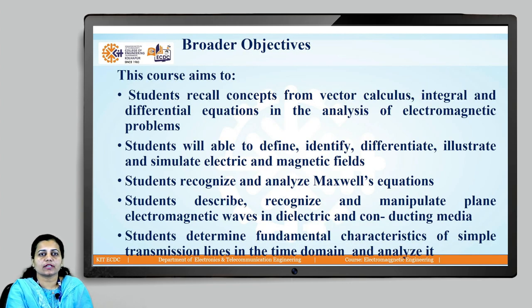So, what are the broader objectives of this course? After completion of this course, the students can recall concepts from vector calculus, integral and differential equations in the analysis of electromagnetic problems. Students will be able to define, identify, differentiate, illustrate and simulate electric and magnetic fields. Students can recognize and analyze Maxwell's equations, and can describe, recognize and manipulate plane electromagnetic waves in dielectric and conducting media. Students can determine fundamental characteristics of simple transmission lines in the time domain and analyze them.